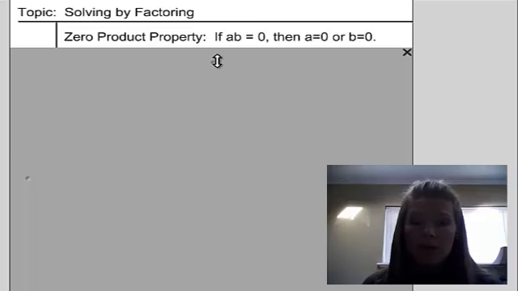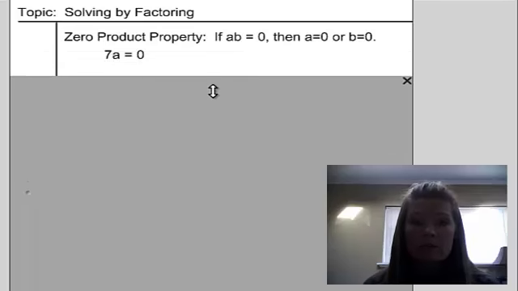If we look at solving by factoring, remember that when we're factoring, our goal is to change some kind of polynomial expression or polynomial equation into a multiplication problem. The reason that is helpful is something called the zero product property. What the zero product property tells us is that if we have two things being multiplied together, and it extends to three things, four things, but say a times b equaling 0, then either a has to be 0 or b has to be 0.